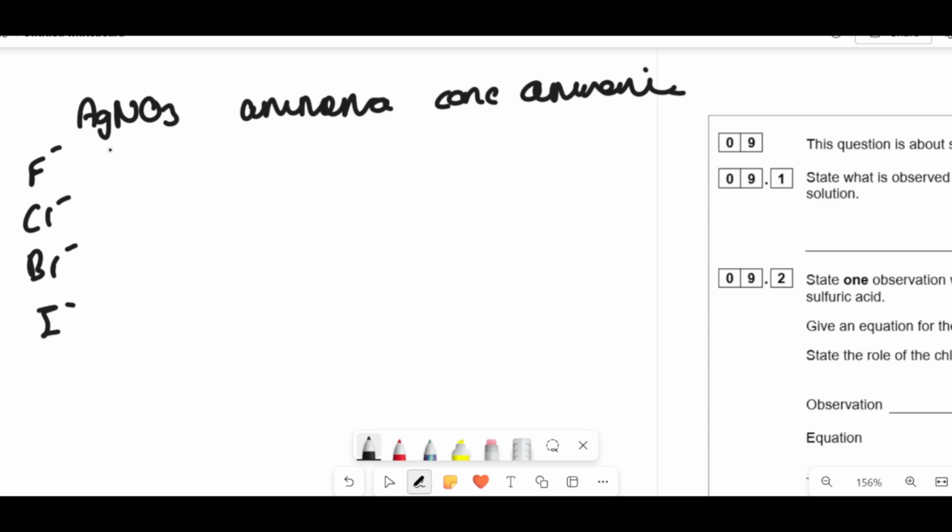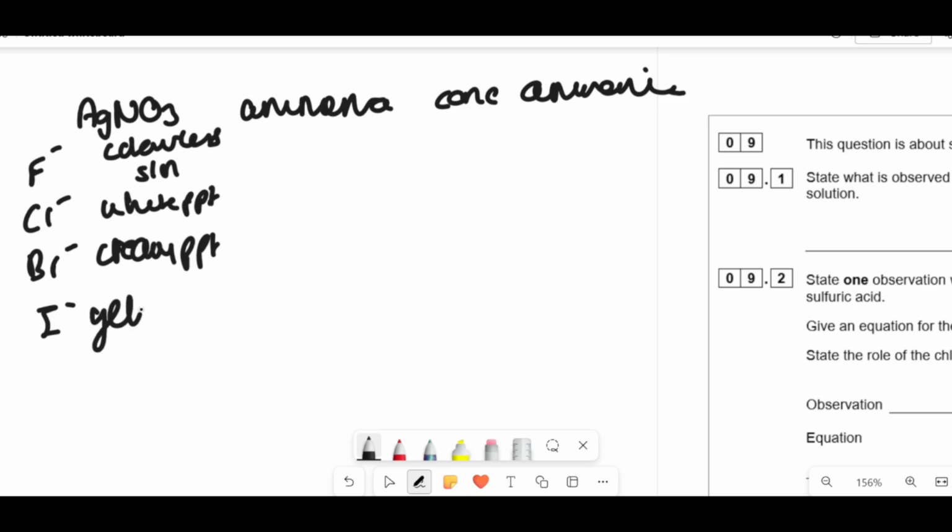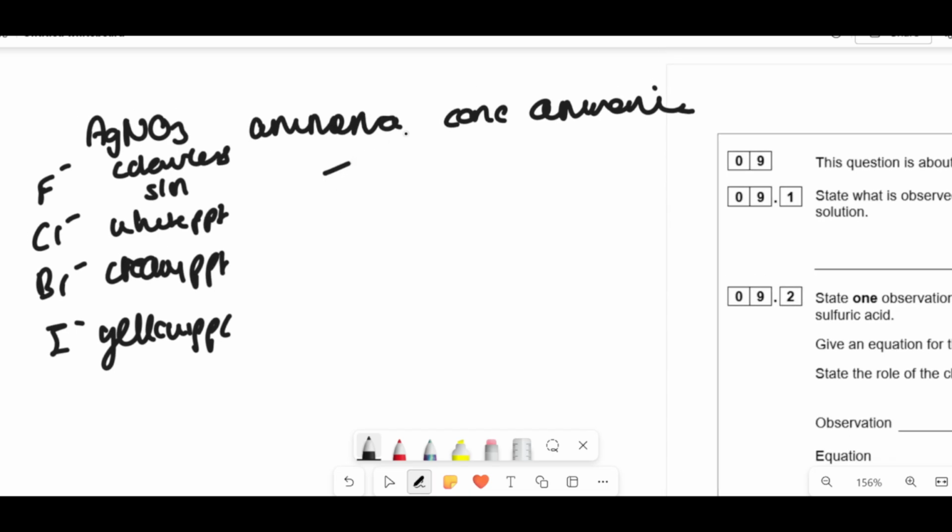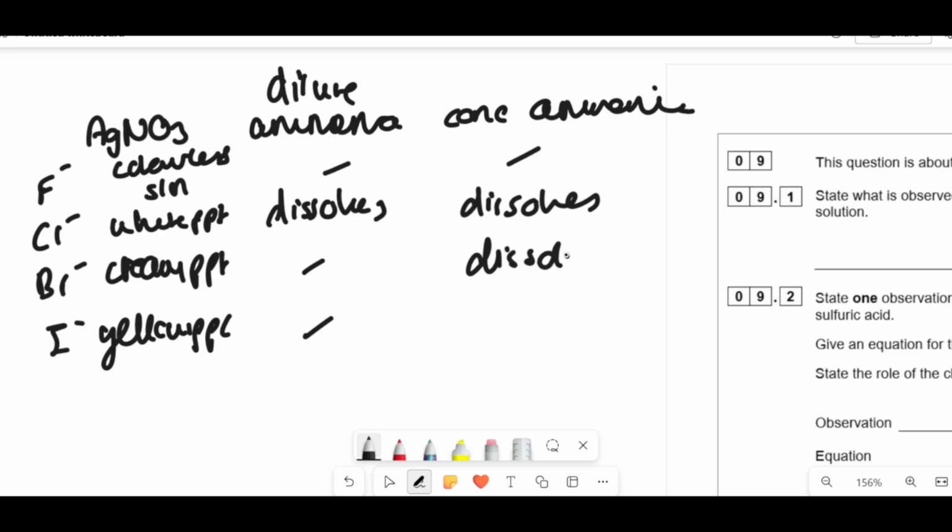So if you add silver nitrate, you get a colorless solution. If it's Cl minus, you get a white precipitate. If it's Br minus, you get a cream precipitate. And if it's I minus, you get a yellow precipitate. Then if you add ammonia, well, there's nothing observations-wise that's changed. I should say dilute ammonia. It dissolves, nothing happens, and in concentrated, that dissolves. And then the cream precipitate dissolves, and then nothing happens there. So these are helpful to identify what the mysterious halide could be.